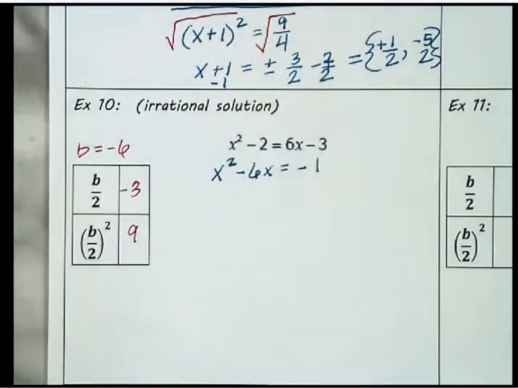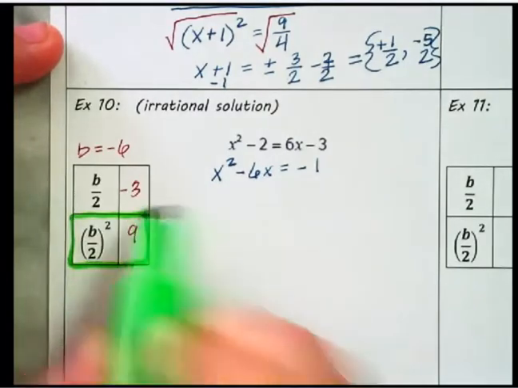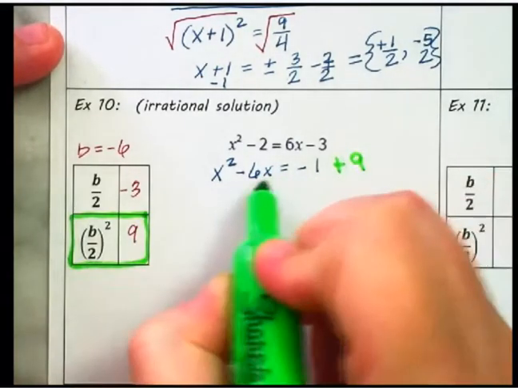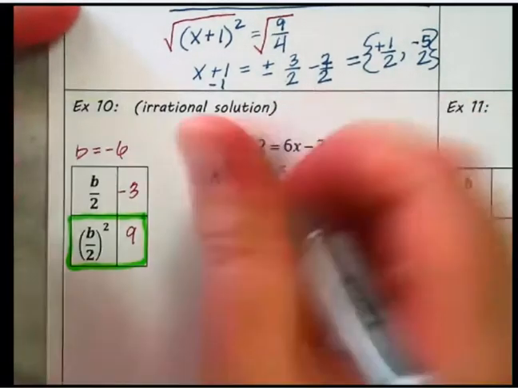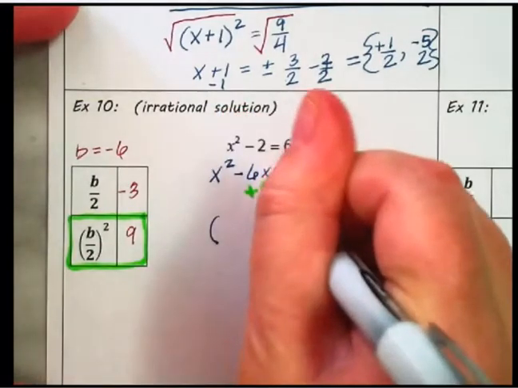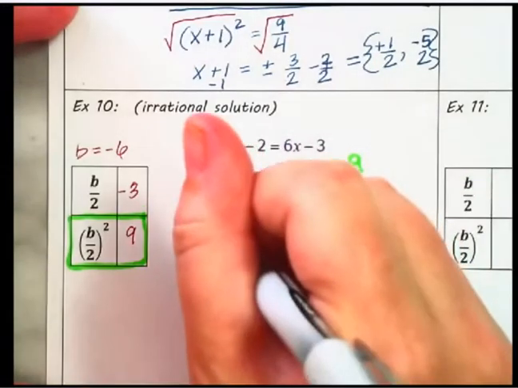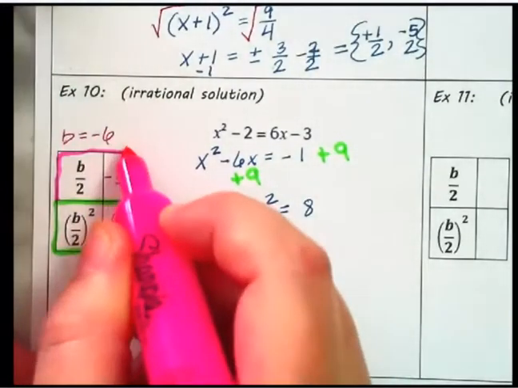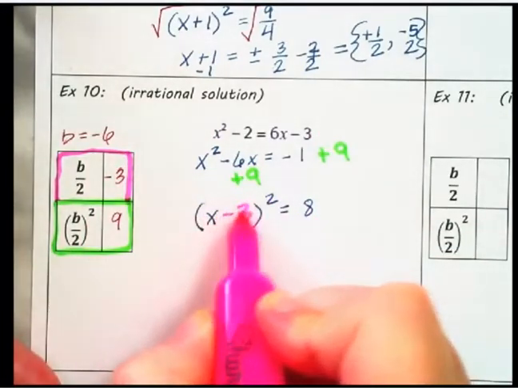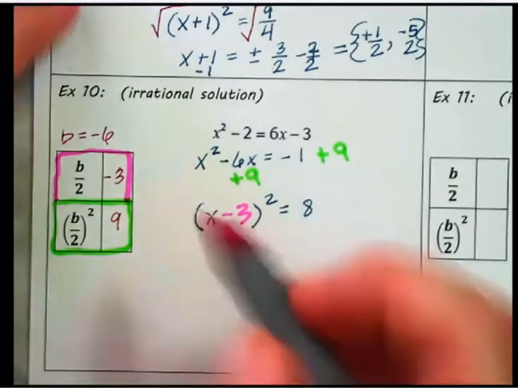So again, in green, I'm going to add 9 to both sides. Add 9, add 9. And so when I write this out as a perfect square, negative 1 plus 9 is 8. And then I'm going to get x minus 3 inside my parenthesis. Okay, let's go ahead and solve this by taking square roots.